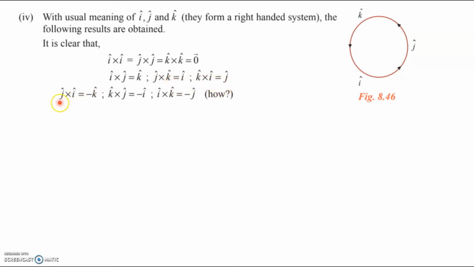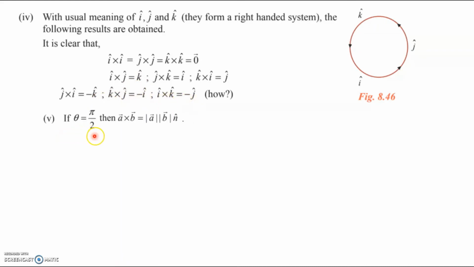Further, we can say that j cap cross product with i cap will be equal to minus k cap. Logically, the line of action will be in the opposite direction, and algebraically you can say that since we have i cap cross j cap is equal to k cap, when you reverse them, you know that it is minus k cap. In the same way you get all these three results.